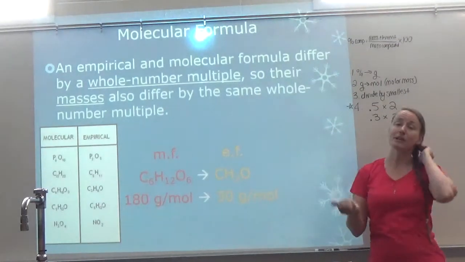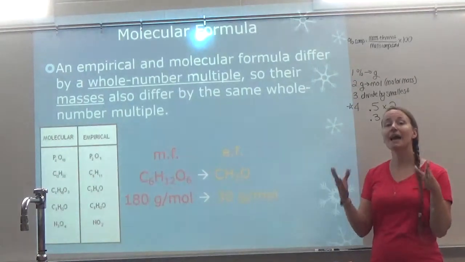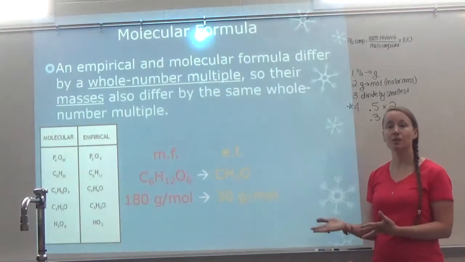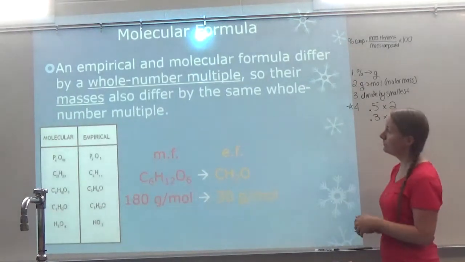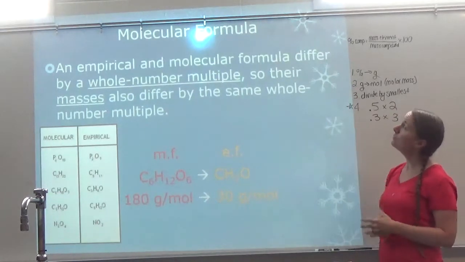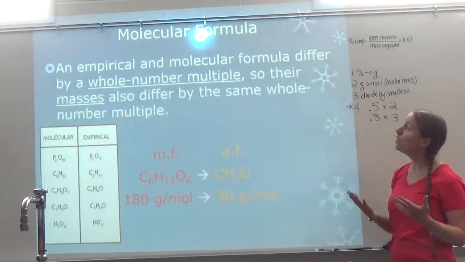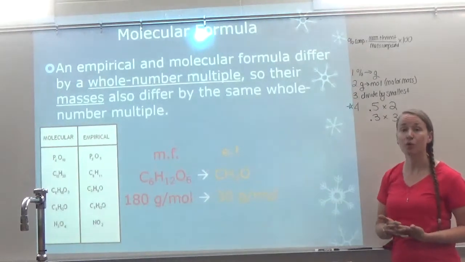Alright, so remember, an empirical formula and molecular formula can be the same, but they can be different. The molecular formula is the actual formula that tells us the number and types of atoms. The empirical formula is the lowest ratio of those. So an empirical formula and molecular formula differ by a whole number multiple, so their masses will also differ by the same whole number multiple.